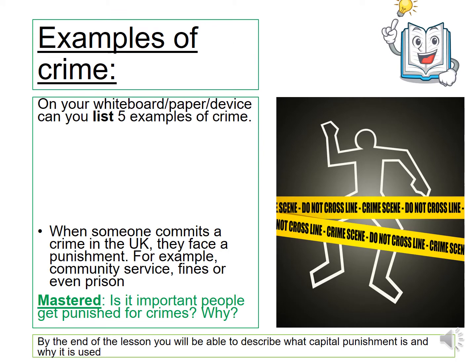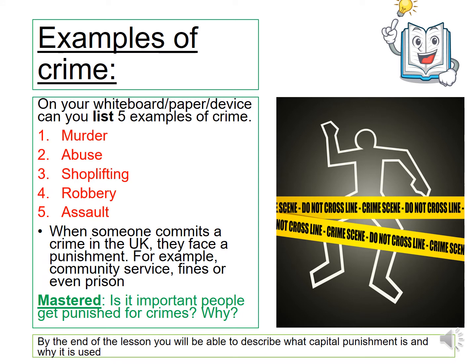So the first thing that I'm going to ask you to do, Year 9, whether you're working from your whiteboard, paper or device, can you list down 5 examples of crime, please? I want you to pause the video now before I put some examples up. So, 5 examples of crime: murder, abuse, shoplifting or assault.